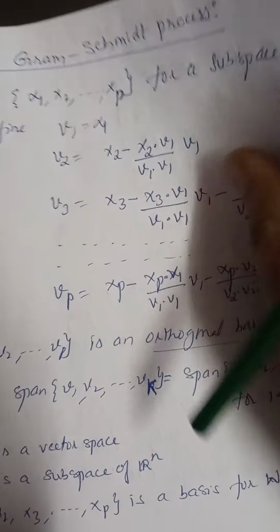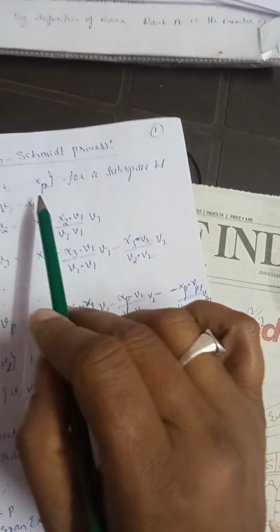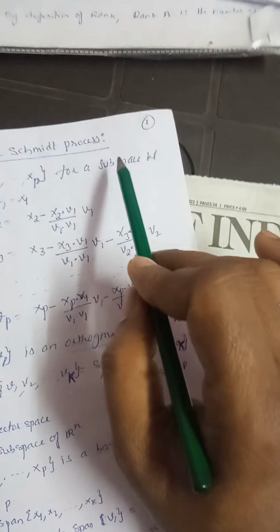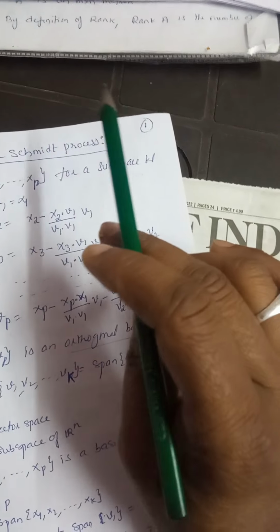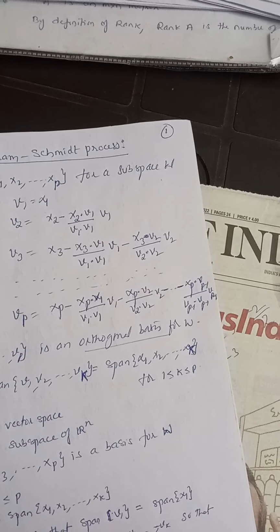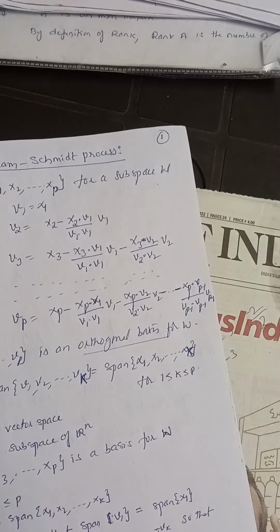Good morning, students. Now, an important theorem, the Gram-Schmidt process. For a given basis x1, x2, and so on up to xp, some vectors are given to you, which is a basis for a subspace. Now we have to construct an orthogonal basis using the given basis, or given linearly independent set, for a subspace.